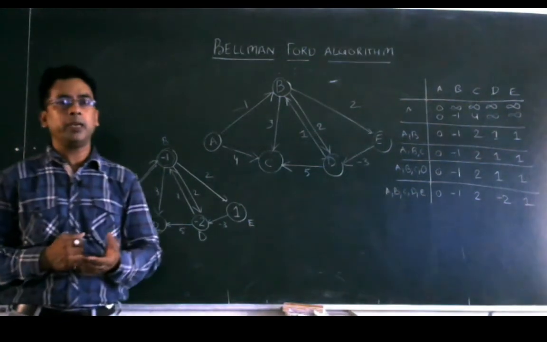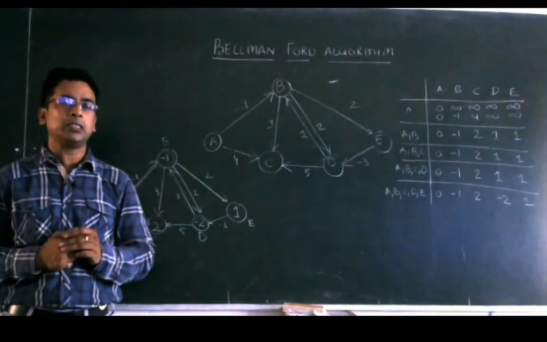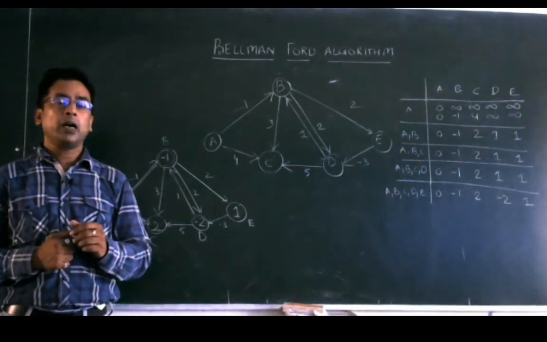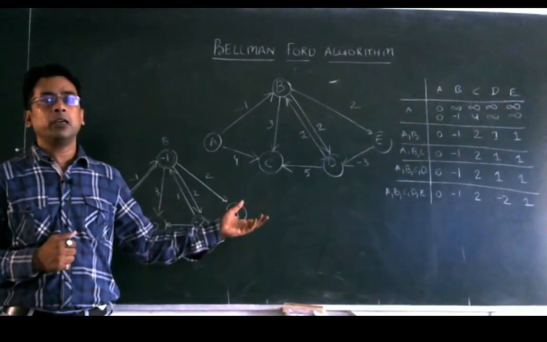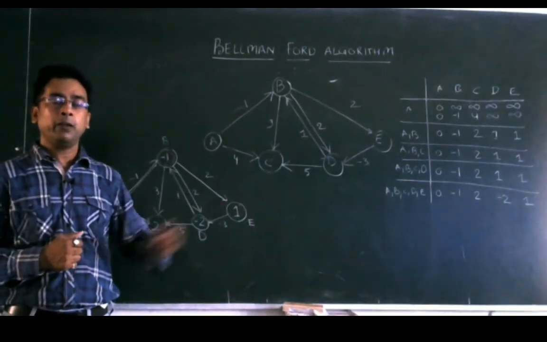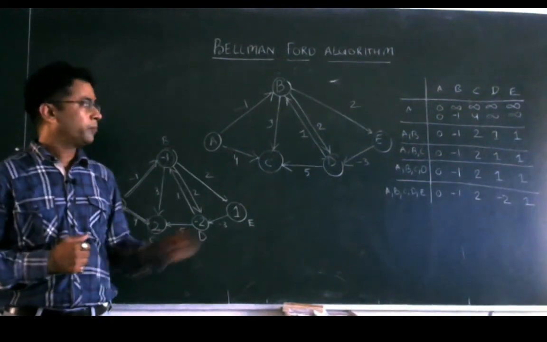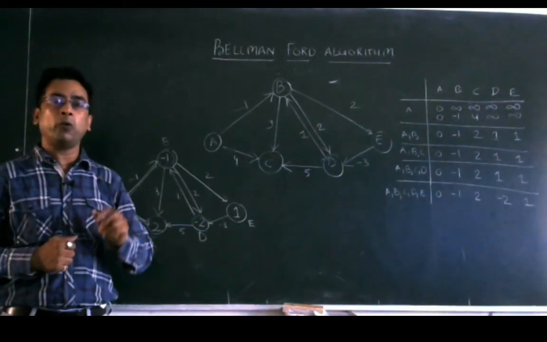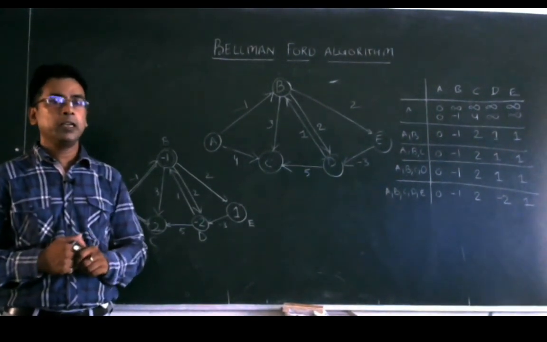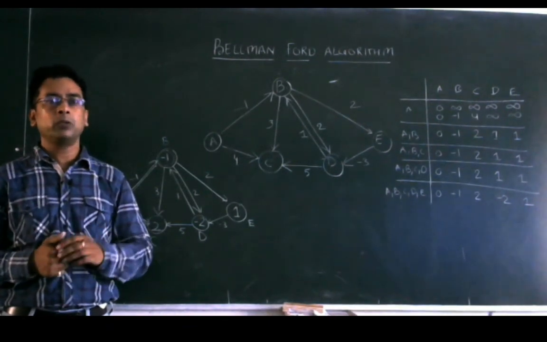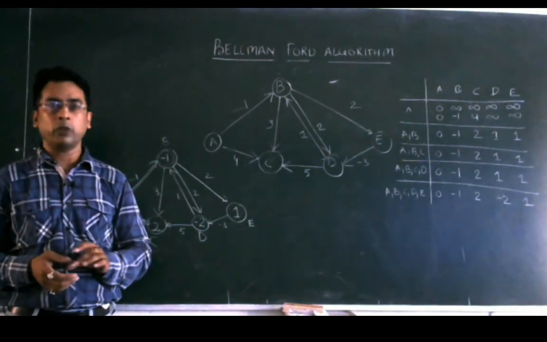It is very similar to the Dijkstra algorithm. The only difference is that it can also be used for graphs having negative weights, but it cannot handle negative weight cycles. The complexity of it is O of |V| times |E|. So that's all about the Bellman-Ford routing algorithm. Thank you.